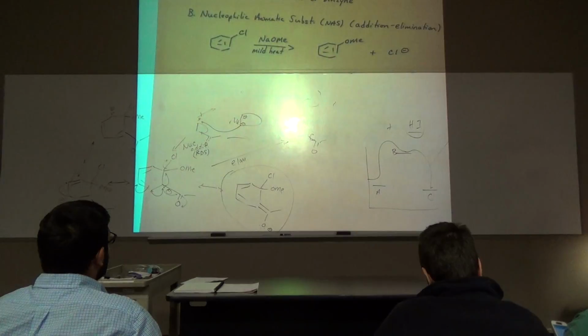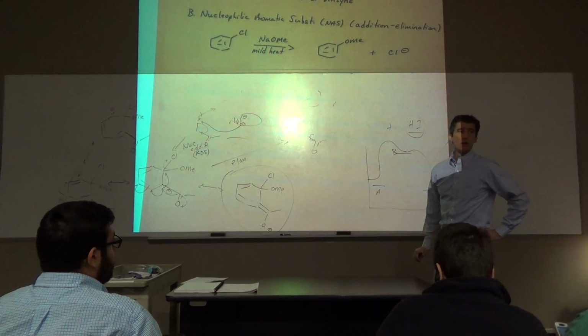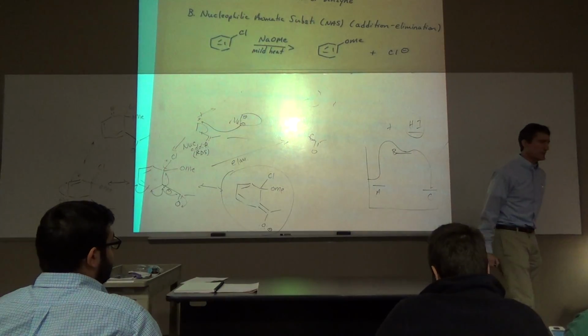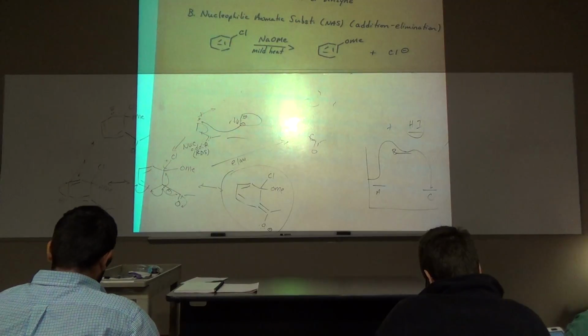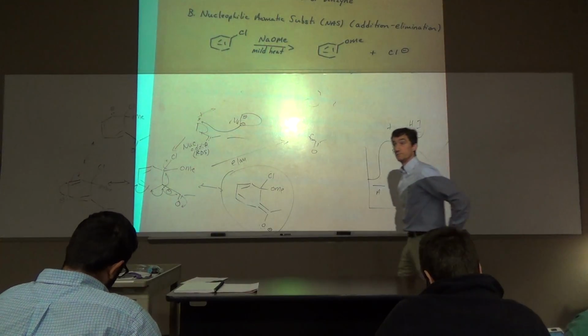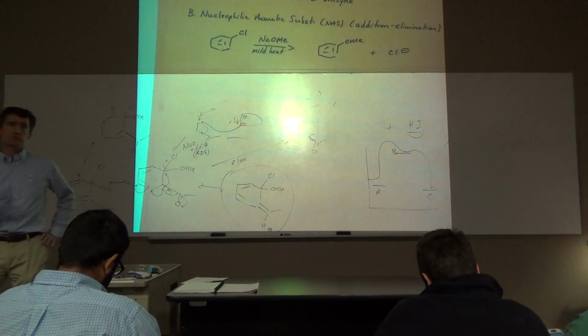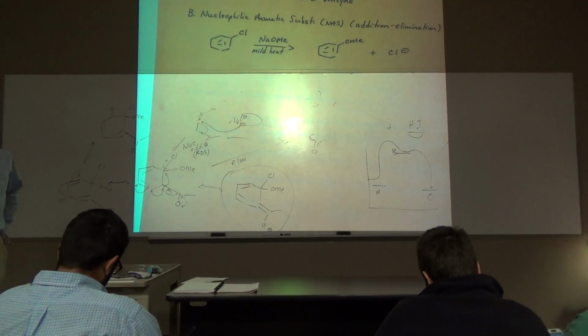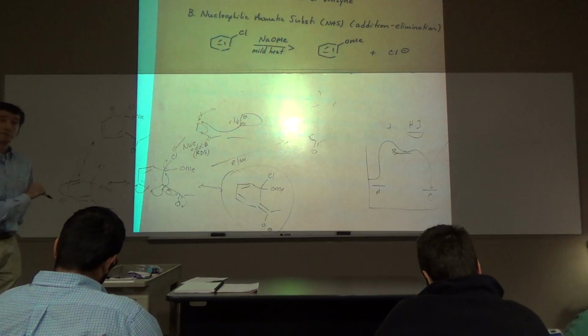Rate determining step, we already labeled it. Leaving groups. Look at your mechanism. Does the leaving group leave in the rate determining step? No. That is unique. Think SN2. Does the leaving group leave in the rate determining step of an SN2? Yes, it does. SN1, does it leave in the rate determining step? Yes, it does. NAS, it does not. What's the consequence?